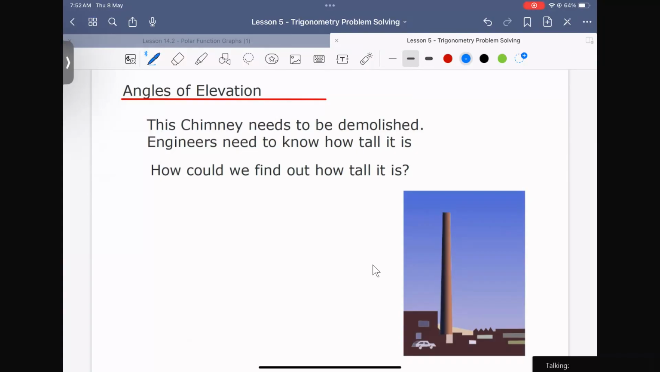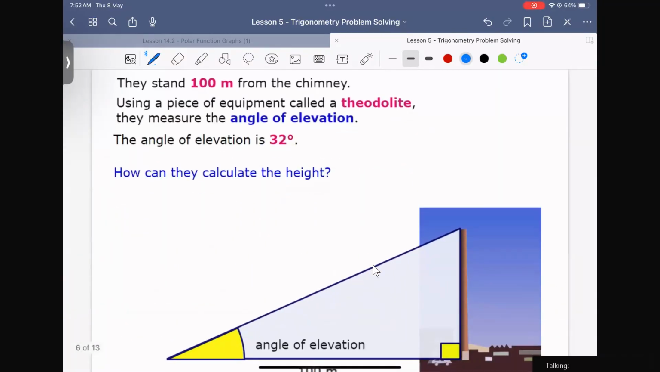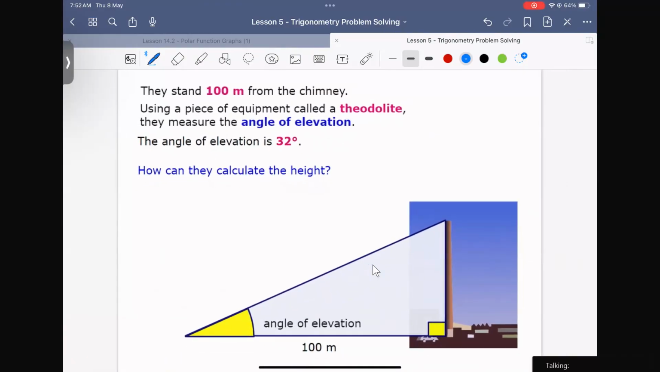How would they work it out? Well, they're going to use trigonometry. So what you can do is stand about 100 meters away from the chimney using a piece of equipment called a theodolite, which is a very simple device that allows you to measure angles looking up or down. It uses a plumb line, which is just a piece of string hanging with a bit of lead on the end. Plumb is the Latin word for lead. So they measure the angle, and they find that the angle is 32 degrees.